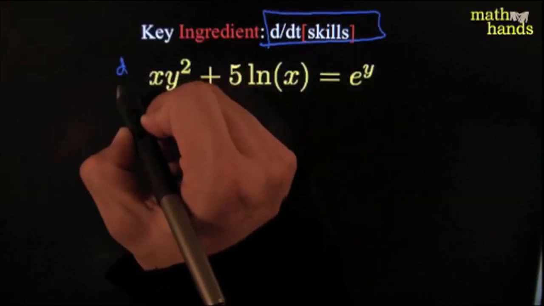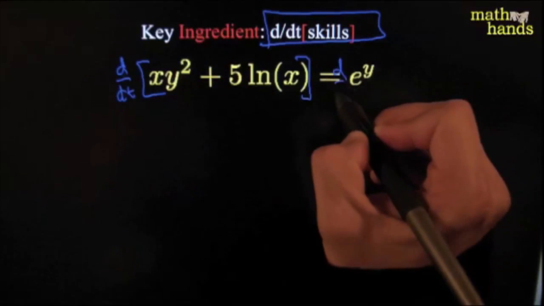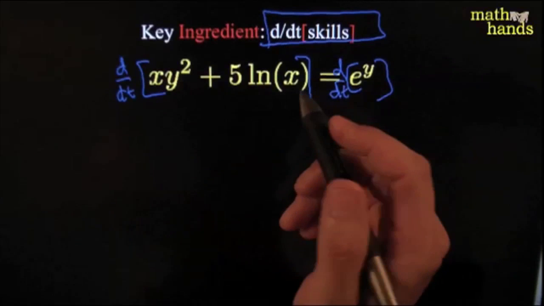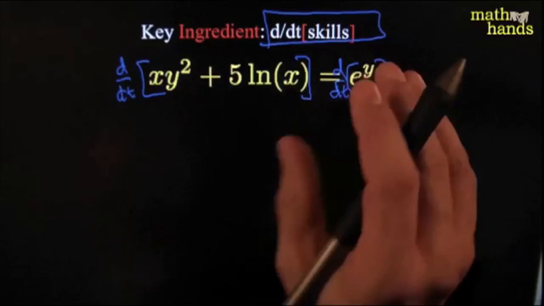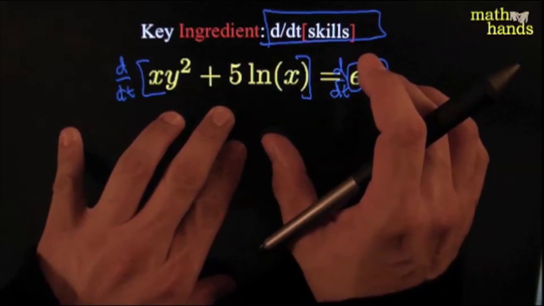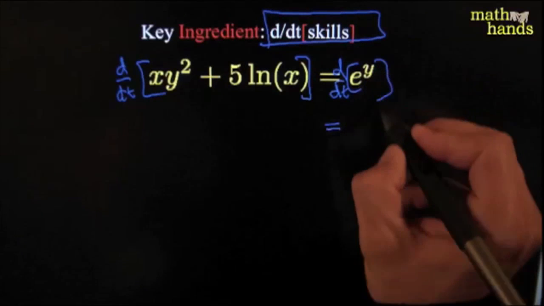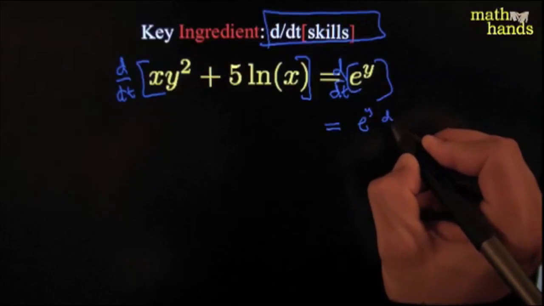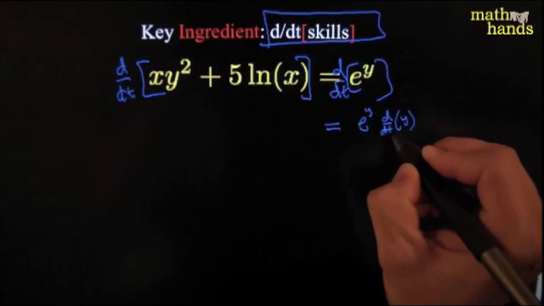I say slap a d/dt on both sides, slap one on this side, slap one on that side. If these two functions are equal, then their derivatives with respect to t should also be equal. Oh, and then you get a chance to practice all your excellent derivative skills. Remember? For example, what's the derivative of e to the stuff? Well, that would be e to the stuff times the derivative of the stuff. Right?